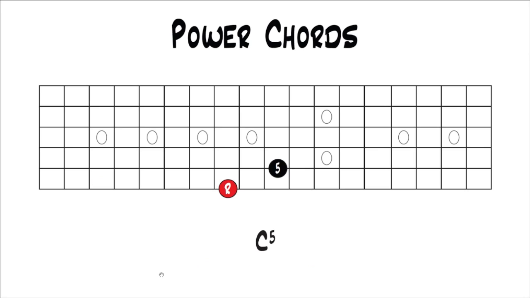For example, if we had a C power chord, it would be written as a C5. And it's written as a C5 because it's telling you that there's just a 5 in it. There's no third or any other intervals. You just have a root and a fifth.